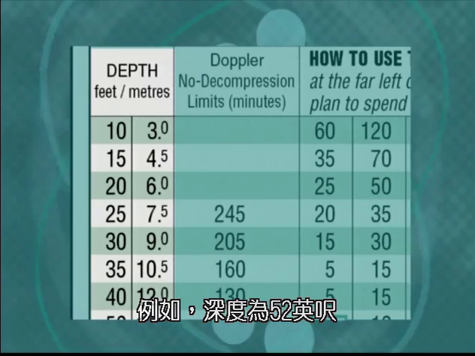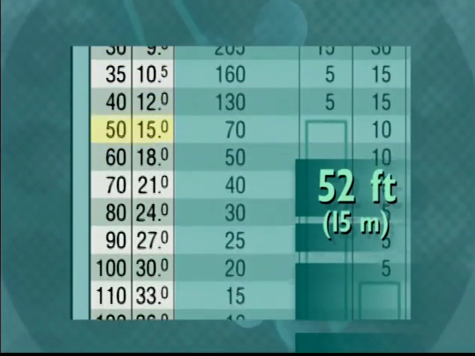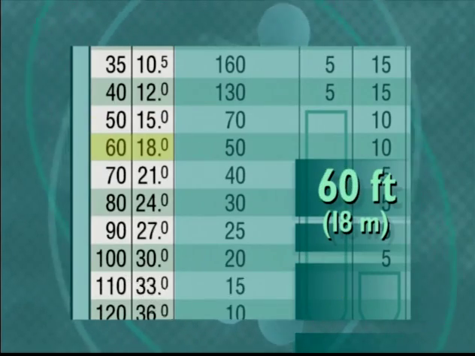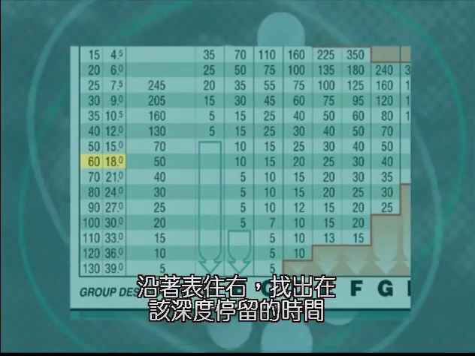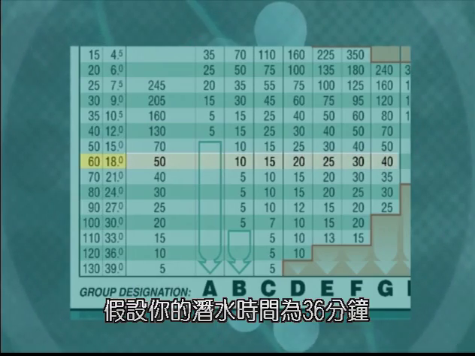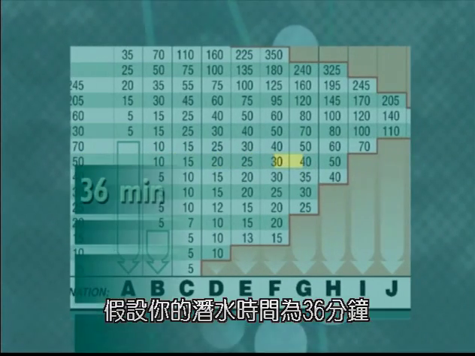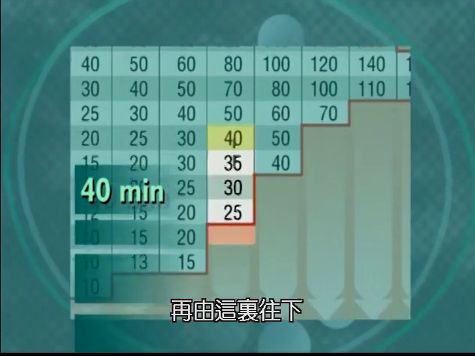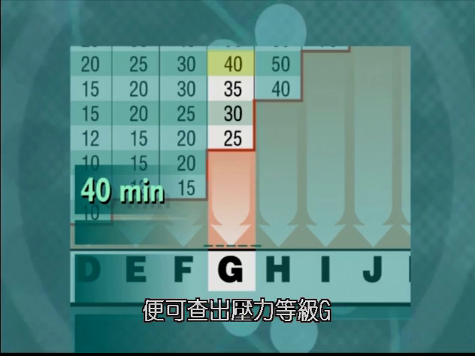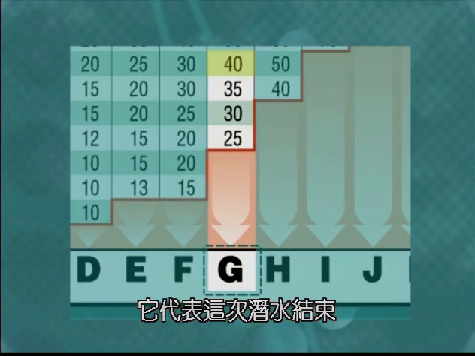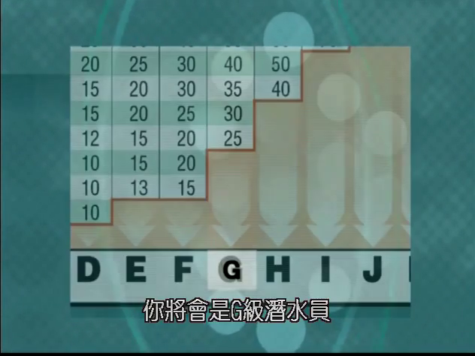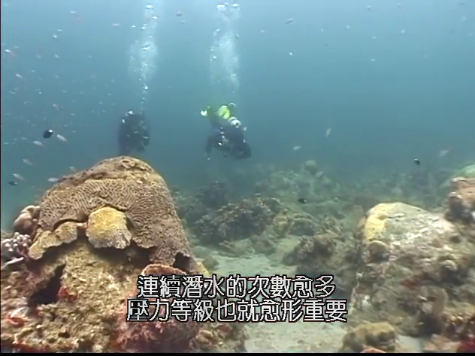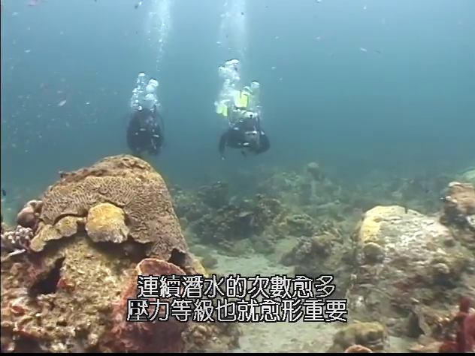For instance, if you have been diving at 52 feet, you will read for 60 feet, or 18 meters. Now read across the table to find the time you have spent at this depth. If you have been diving for 36 minutes, you will round up to 40 minutes. Reading down from here, you will find the group designation for the dive. In this case, group designation G, so you are a G diver. The group designation becomes important as your diving day proceeds.